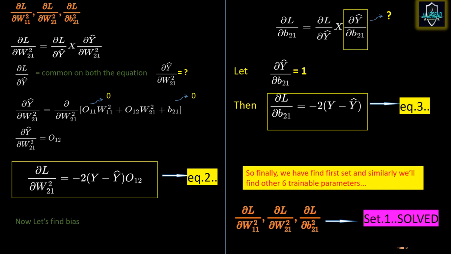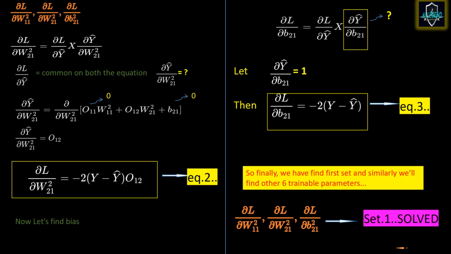Now we have to find it for the bias. The same rule will apply: loss depends on y hat and y hat depends on b. I guess you are noticing the pattern now. Del L over del B21 is equal to del L over del y hat multiplied by del y hat over del B21. So del y hat over del B21 is equal to 1. By this logic, we find del L over del B21 is equal to minus 2 times (y minus y hat). This is our bias and third equation.